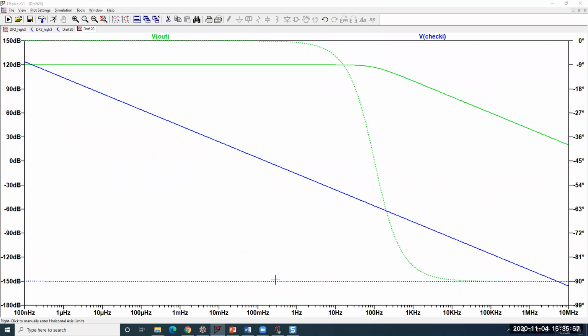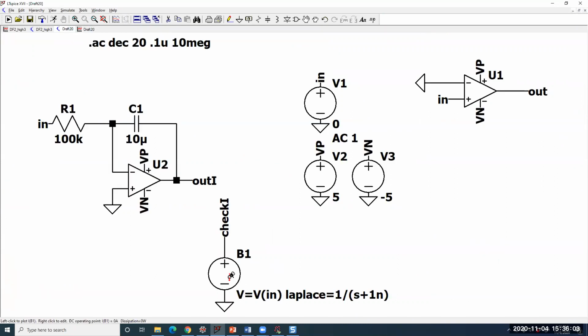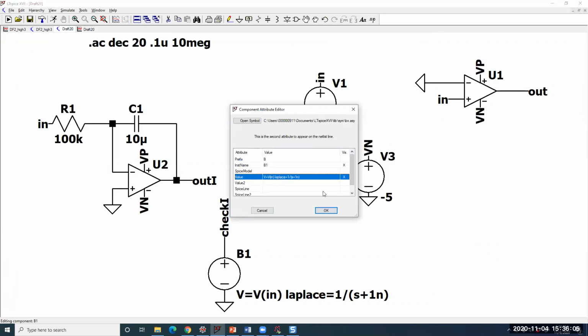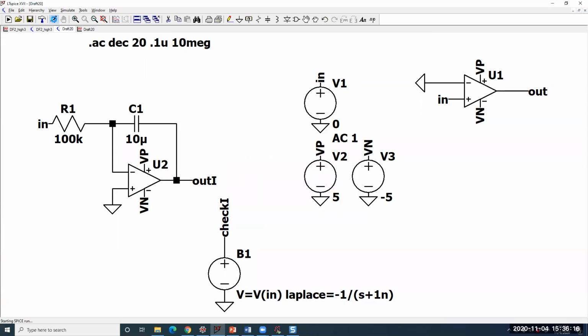And the phase you can see is, oops, my bad. Integrators have a phase of -90. This is inverting, so it should be a phase of +90.